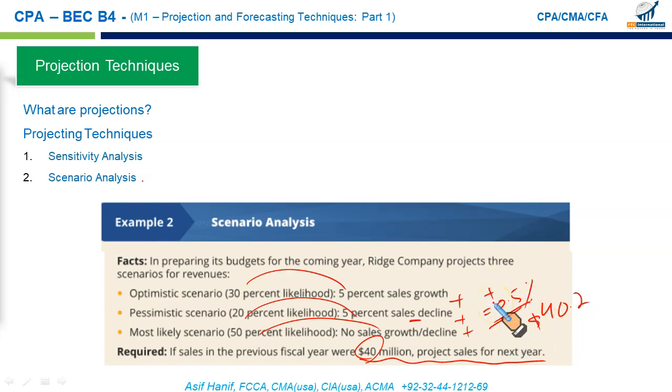So that's what you call the scenario analysis, where we prepare multiple scenarios with different alternative possible outcomes, and then accordingly we can project our future.